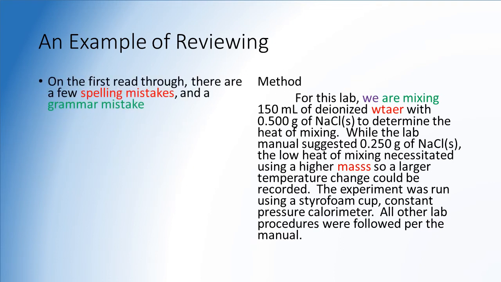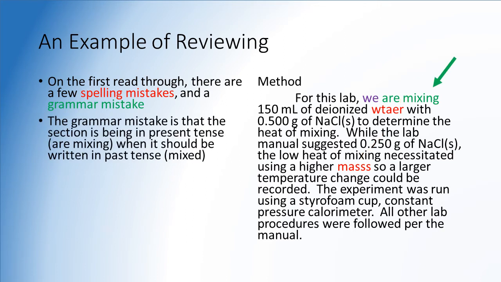On the first read-through, you will note that there are a few spelling and grammar mistakes. Here, water and mass, shown by these arrows, have been misspelled. The grammar mistake is that the section is being written in the present tense when it should be written in the past tense.